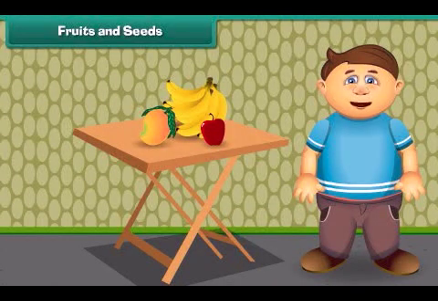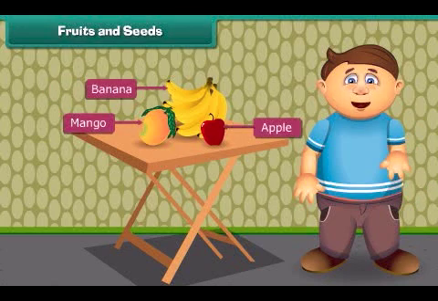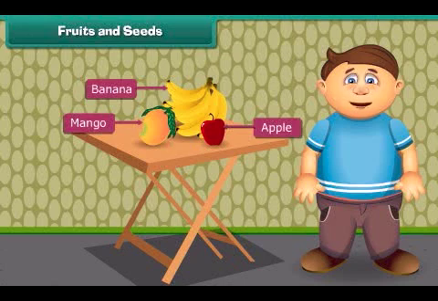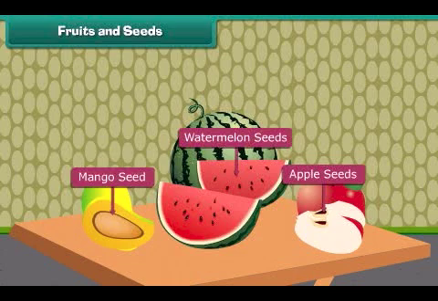I know that most of you like fruits. Fruit is the juicy part of the plant. It forms from the flowers of the plant. Fruits are of different shapes, sizes, and colors. Fruits are good for health as they contain many vitamins. Friends, seeds are present inside the fruits. Some fruits, like mango, have only one seed inside them, while others have many seeds, like apple and watermelon.